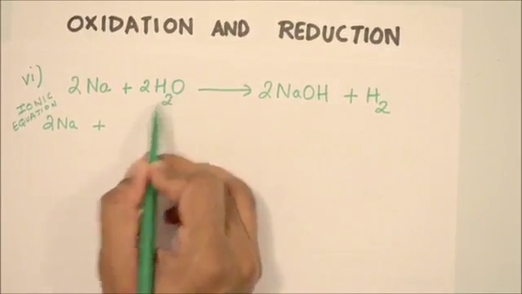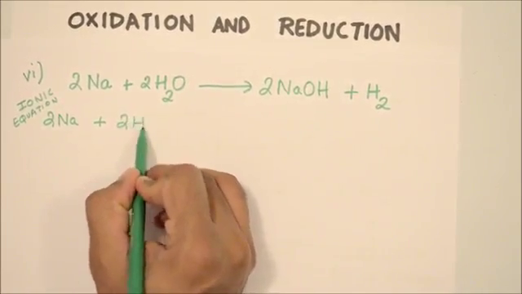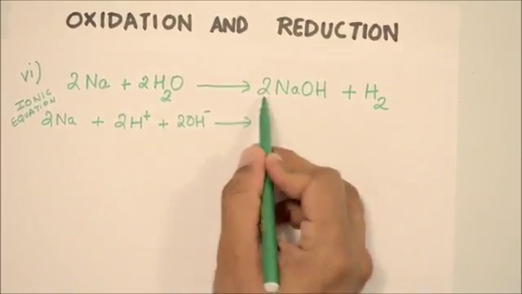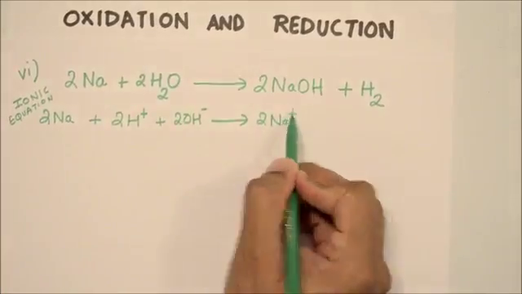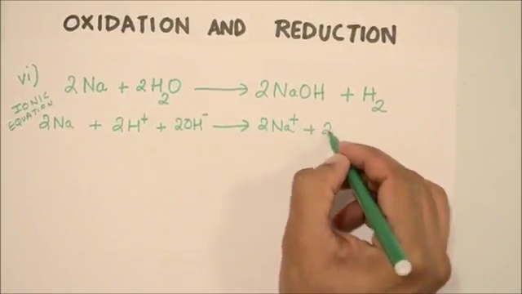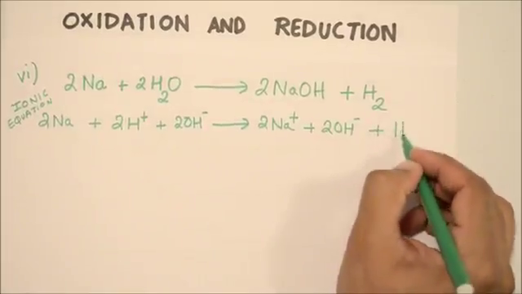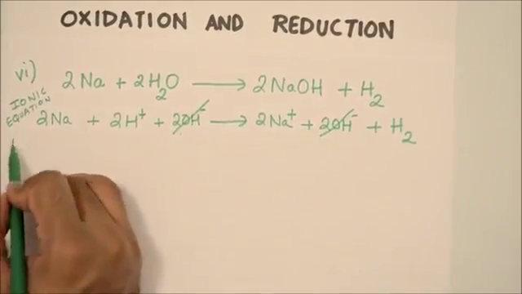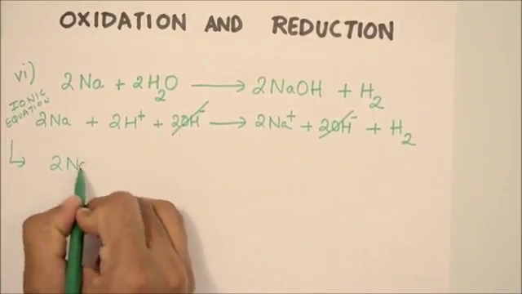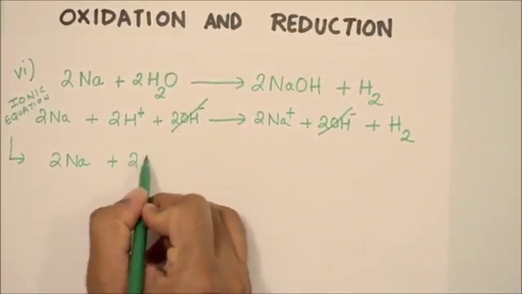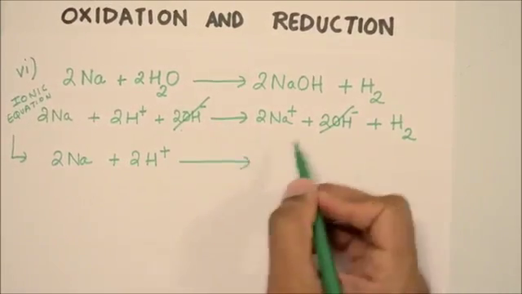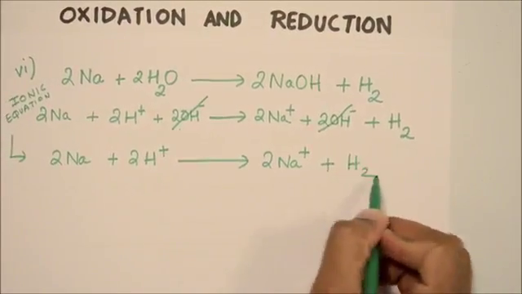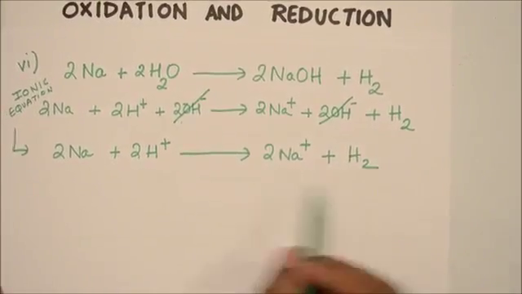Water actually can be separated into its ions. So we have 2H+ and 2OH-, because H+ and OH- are the ions of water. And as you know, Na+ we can separate and OH- we can separate. We have written 2Na+ and 2OH- because we have 2 NaOH. So if you cancel out 2OH-, we will end up with the ionic equation: 2Na plus 2H+ giving 2Na+ plus H2.